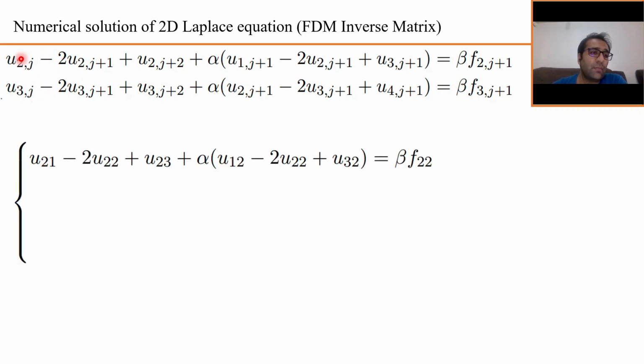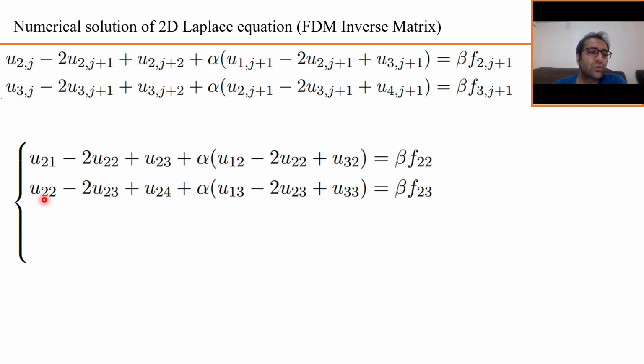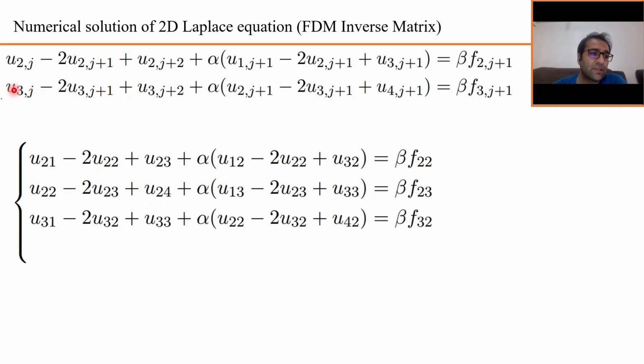I mean, one time I substitute 1 here instead of j, I have u_21 and the rest you see here. And if I substitute j equal 2 in the first equation, what I have is u_22 and the rest like this. Now in the second equation, I should substitute 1 for j. What I have is u_31, right? And the rest like this you see here.